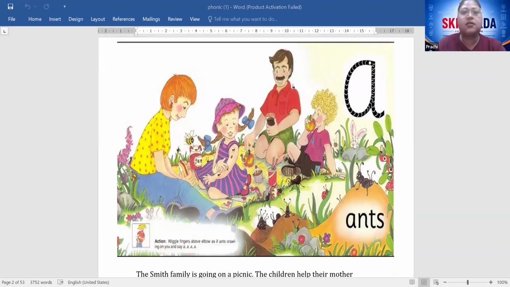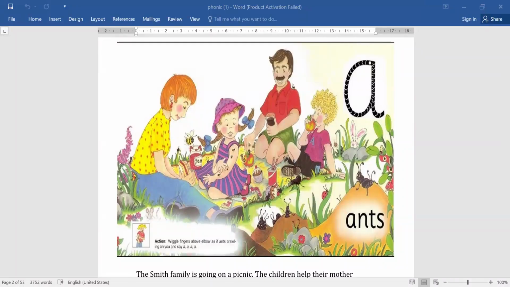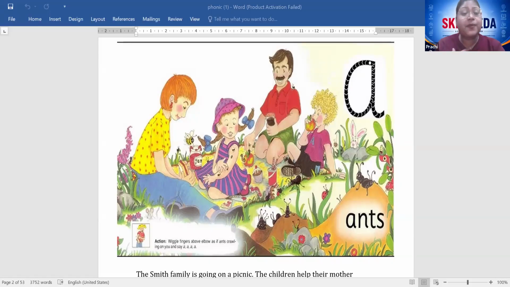Are you able to see this picture? Yes, as the picture is saying, a family went to a small park to spend some time. The father is drinking juice, the boy is eating an apple, and mommy is eating a sandwich, and the ants are going on a girl's hand. So she's looking at the ants.